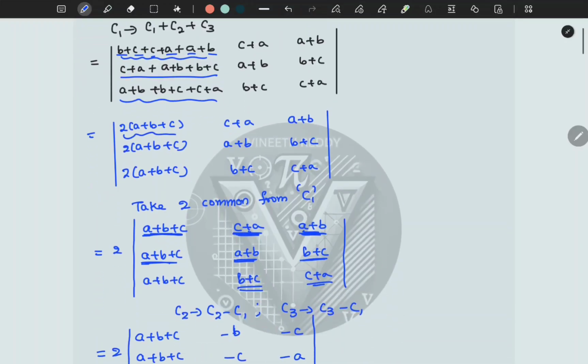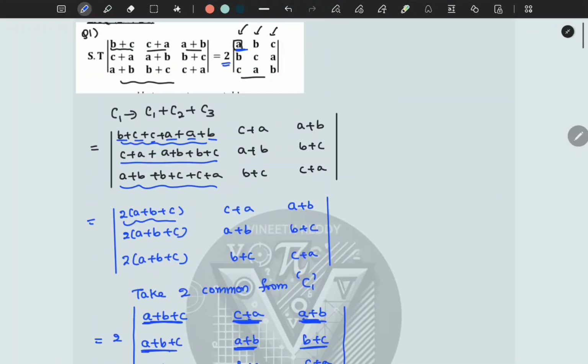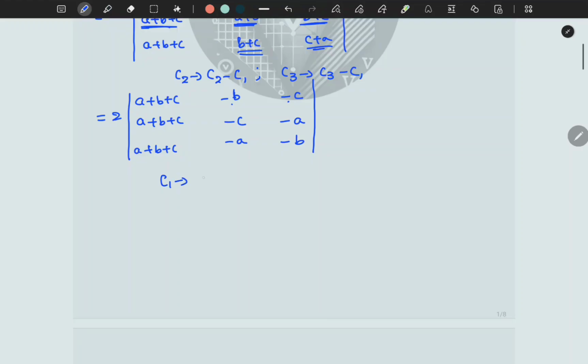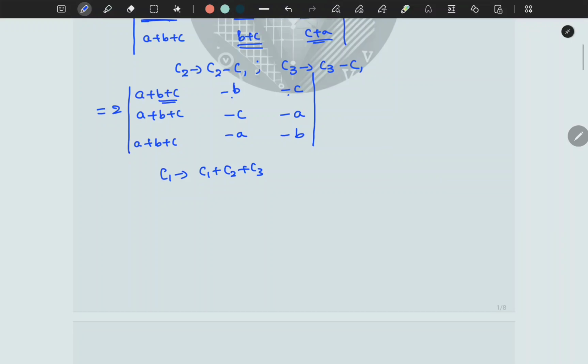Now we got minus B and minus C. But we want B. Okay, let us take care of that also. Now we'll do one thing before we proceed. We will add column 2 and column 3 to column 1 so that we can get rid of this B plus C.